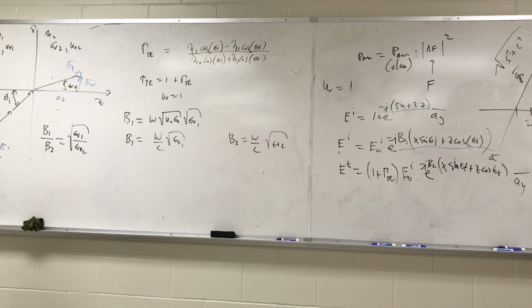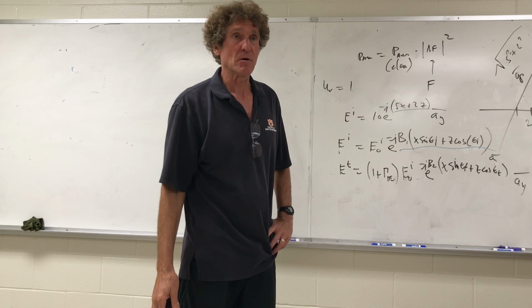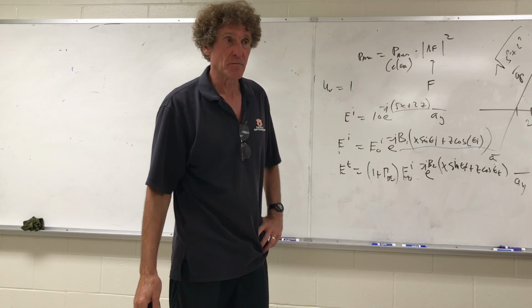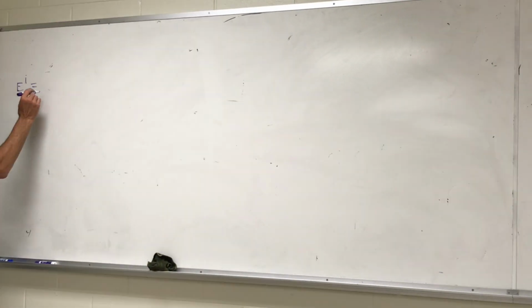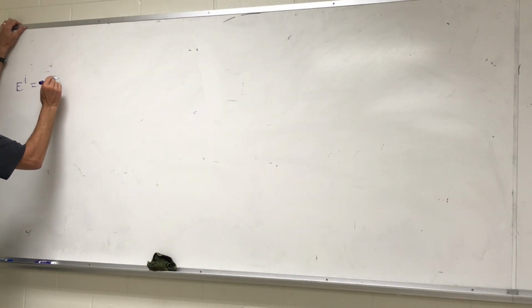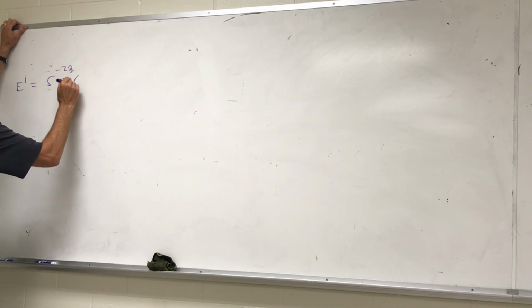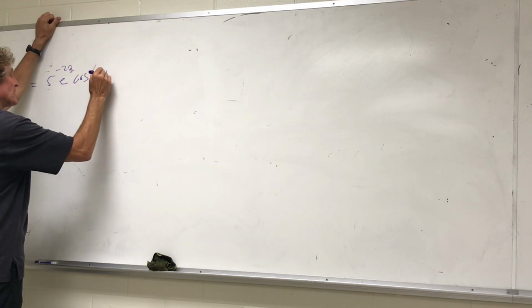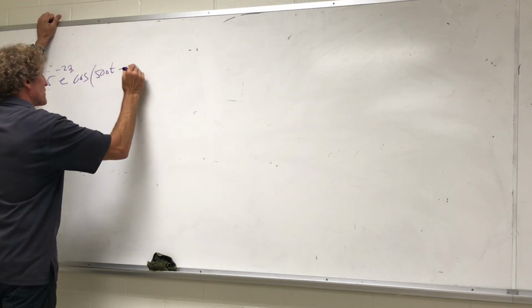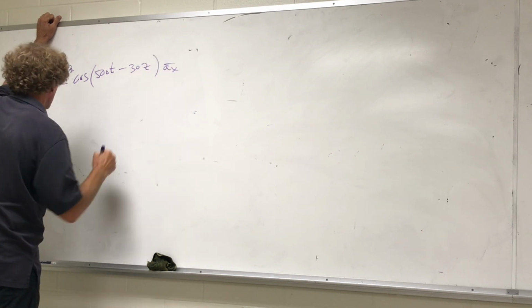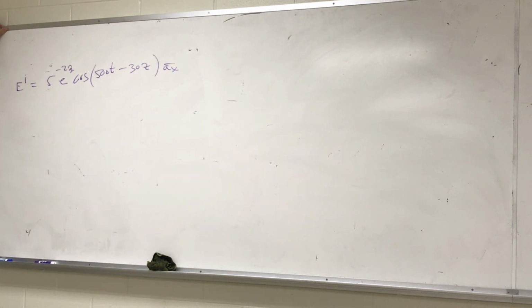But the thing is, the power density is going down by what? e to the minus 2 alpha z. 2 alpha for power density. The electric field is just minus alpha. Power density is e to the minus 2 alpha z, minus 2 alpha z if it's power. It's minus alpha z if it's electric field. I'm giving you an electric field incident, and it's going to be 5, and it's going to be e to the minus 2 times z times cosine of 500 t minus 30 a_x. I may be violating the speed of light here, but first of all, what direction is it propagating in? a_z.